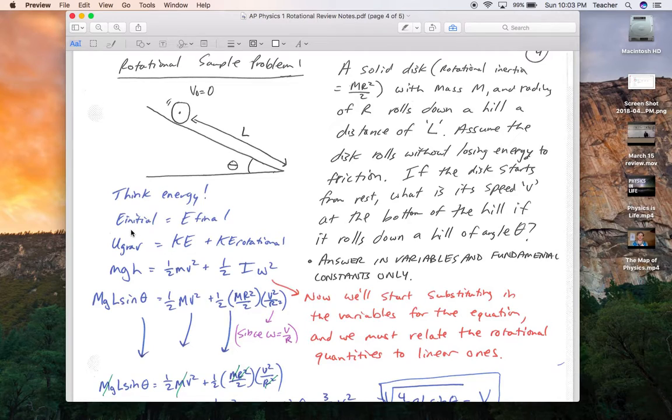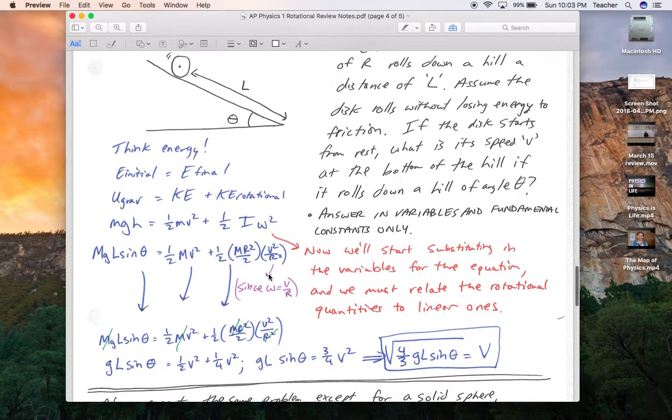So think energy here. Initial energy equals final energy, but it's not just gravitational equals kinetic. It's that gravitational potential energy equals kinetic energy plus rotational kinetic energy. So in this case, I know that the gravitational potential energy is mgh, but I don't know h. I can solve that with trig and say that the height it's rolling from is L sine theta. I know 1/2 mv squared is my kinetic energy, and 1/2 I omega squared is my rotational kinetic energy.